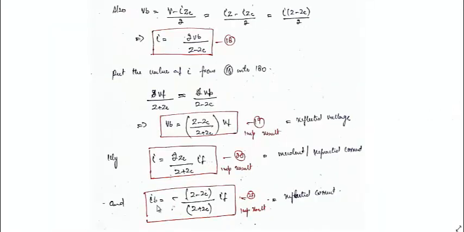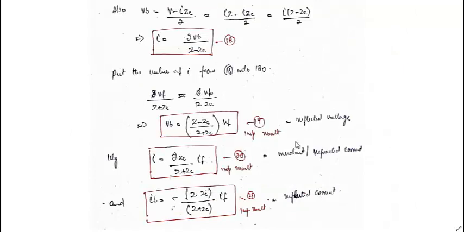Similarly, for Ib, you can put the value here: Vb is equal to minus Ib Zc, and Vf is equal to If Zc. So putting the value there, you get Ib is equal to minus (Z minus Zc) divided by (Z plus Zc) into If. This is the reflected current.